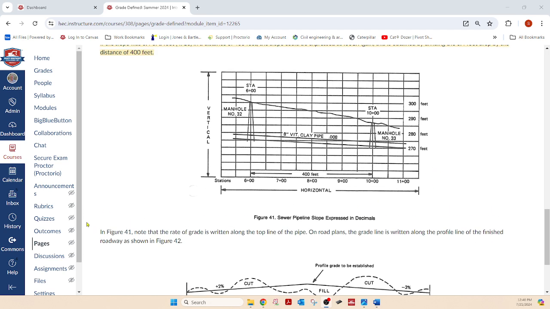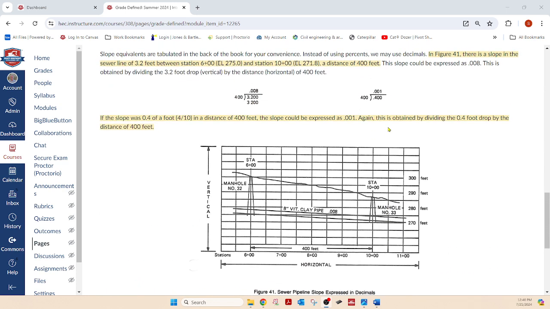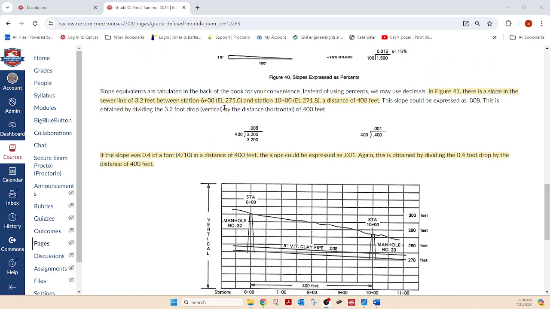So let me move on. Figure 41. Note that the rate of grade is written along the top line of the pipe. On road plans, the grade line is written along the profile line of the finished roadway as shown. This right here, all of this. Now, we don't need to spend a lot more time here. You have up here the real deal. When you look at figure 41, it's telling you there's a slope.